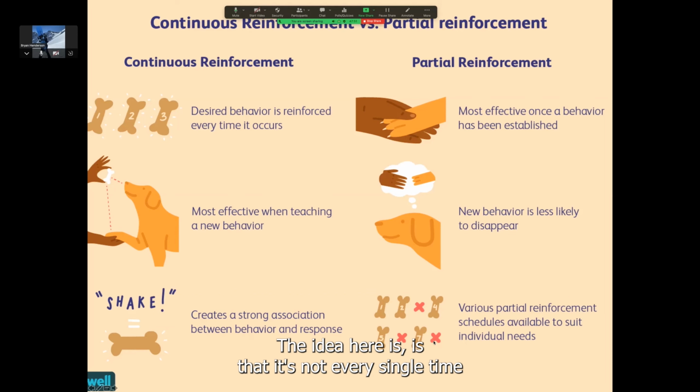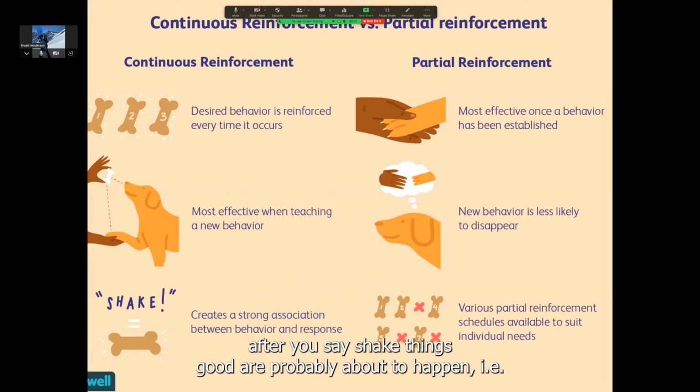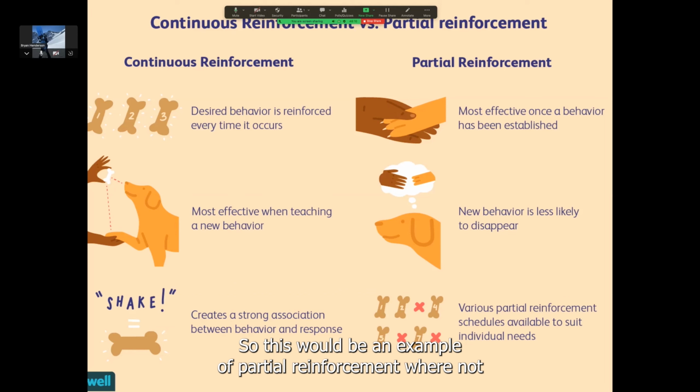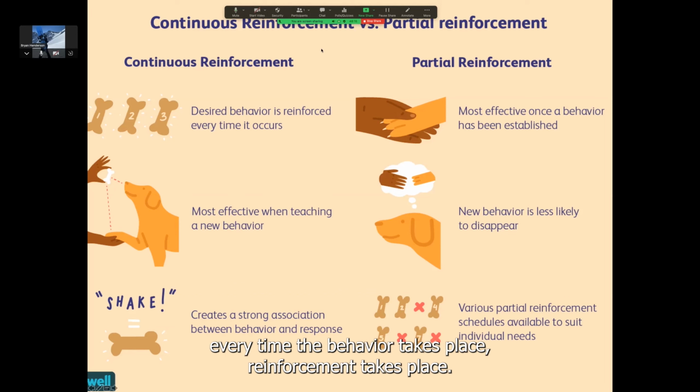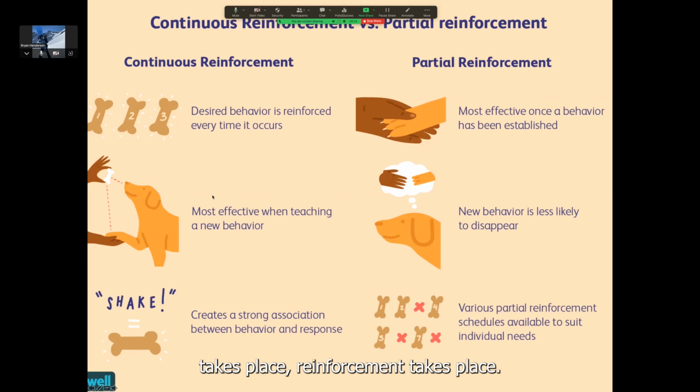The idea here is that it's not every single time you give the dog the treat, but ultimately, if the dog gets the treat enough, it is going to make the association that if it puts its paw on your hand after you say shake, good things are probably about to happen, i.e. getting a treat. So this would be an example of partial reinforcement, where not every time the behavior takes place, reinforcement takes place. Continuous reinforcement is that every single time the behavior takes place, reinforcement takes place.